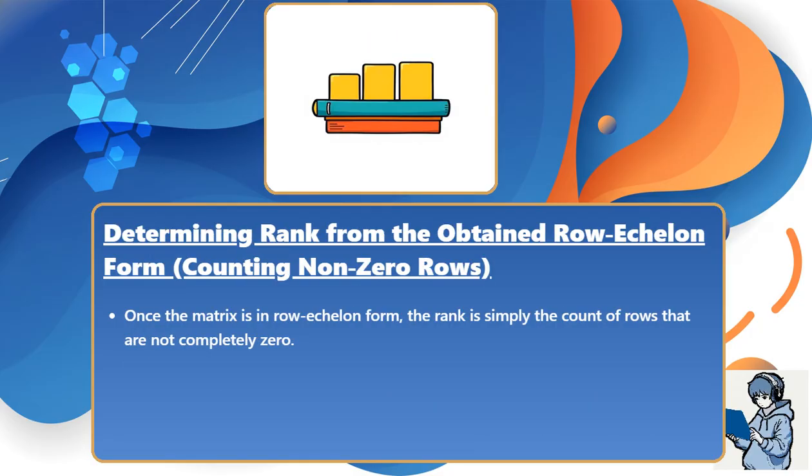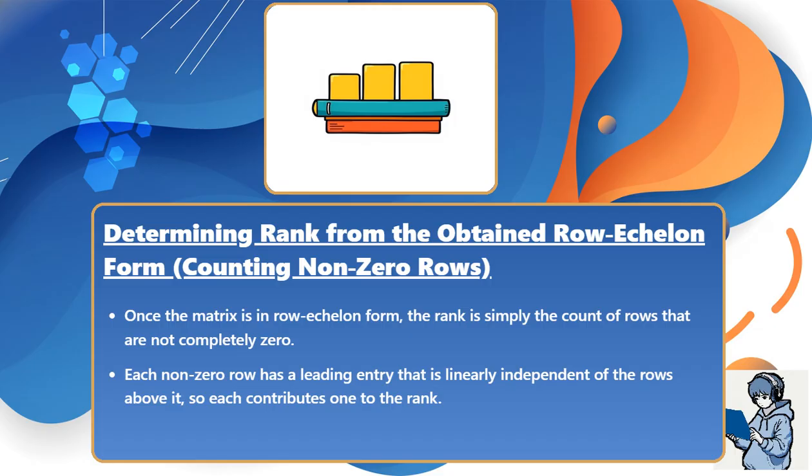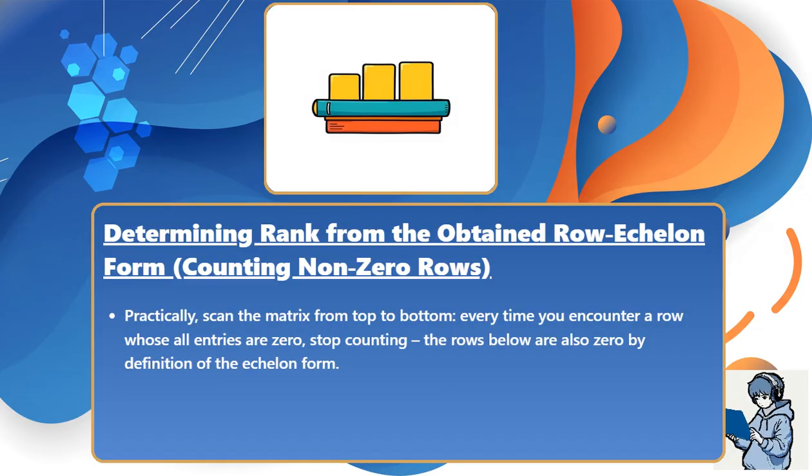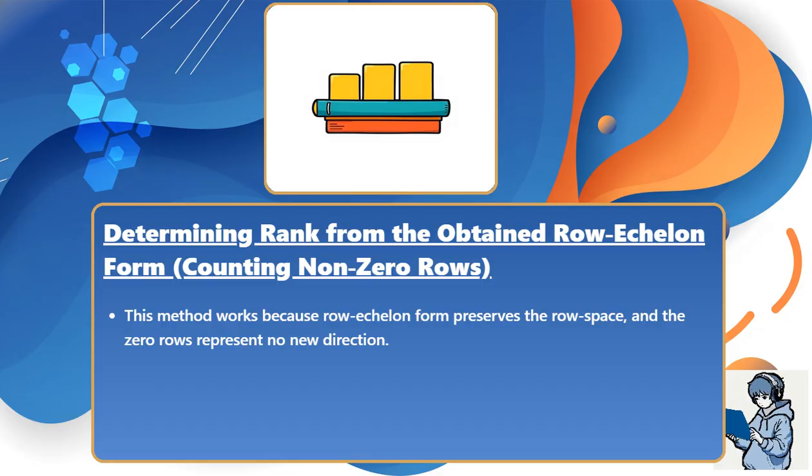Once the matrix is in row echelon form, the rank is simply the count of rows that are not completely zero. Each non-zero row has a leading entry that is linearly independent of the rows above it, so each contributes 1 to the rank. Practically, scan the matrix from top to bottom; every time you encounter a row whose entries are all 0, stop counting, since the rows below are also 0 by definition of the echelon form. The final count is the rank, denoted rank of A. This method works because row echelon form preserves the row space, and the zero rows represent no new direction.